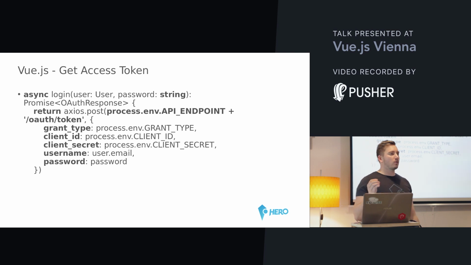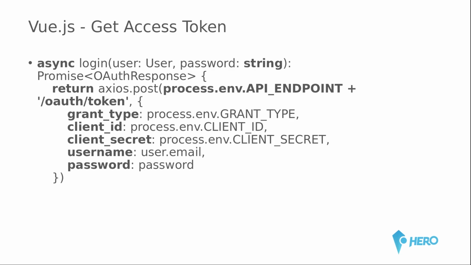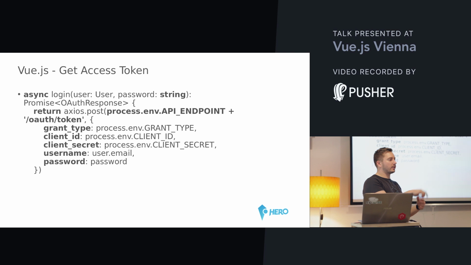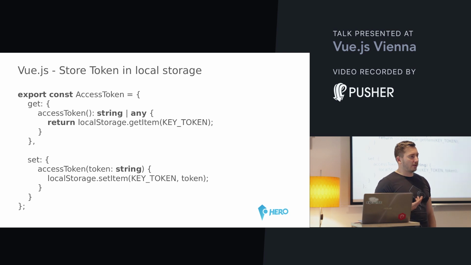So what we are doing now, we're trying to get the token. And in this part here, you can see that we need to send the data which I talked about before. We need the grant type, client ID, client secret, which is stored in environment files. And then we are sending the user email and the password, which was the input of the user. As simple as that.